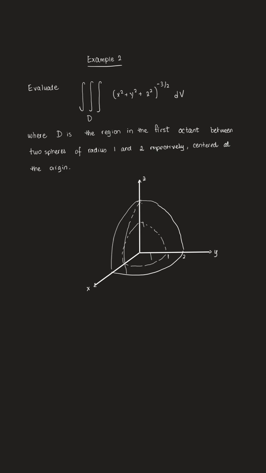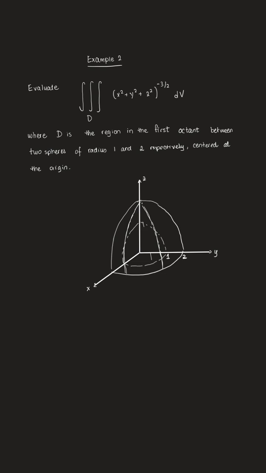Okay, so in this example, we have a function that we want to integrate over a 3D region, where the region is in the first octant between two spheres of radius 1 and 2 respectively, centered at the origin. So I tried to sketch something here that might look like two spheres of radius 1 and 2 centered at the origin. I don't know if you can see it, but hopefully enough to set up the problem. Here's the one with radius 1, here's the one with radius 2.